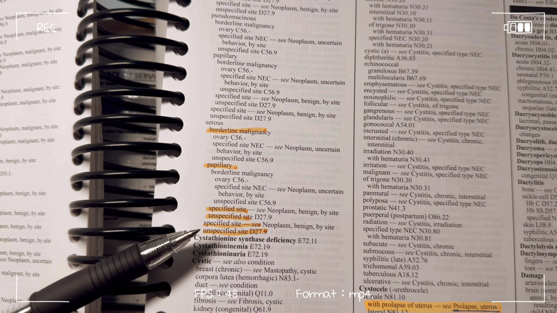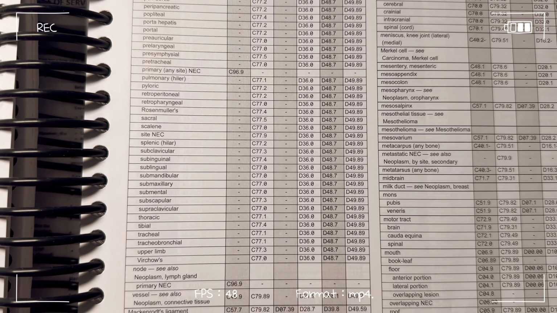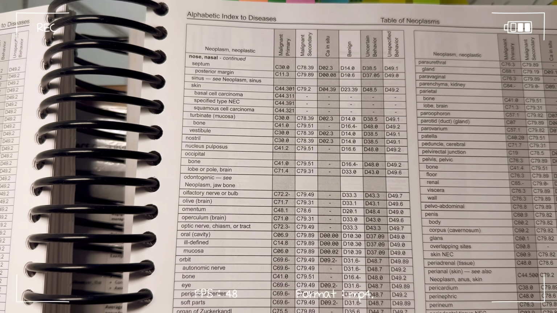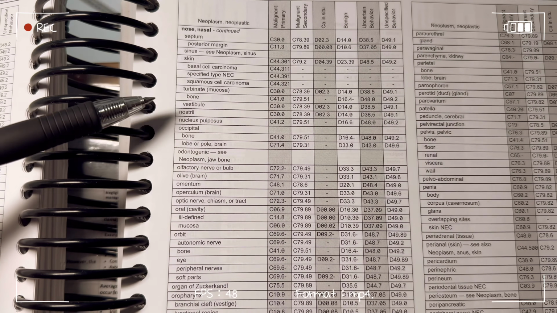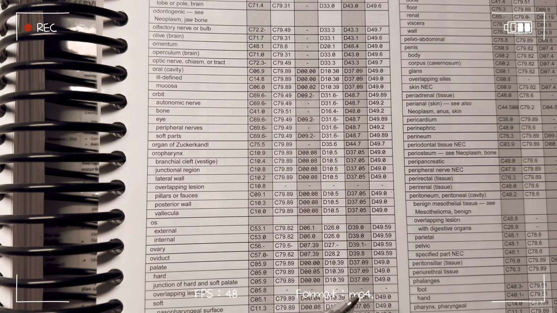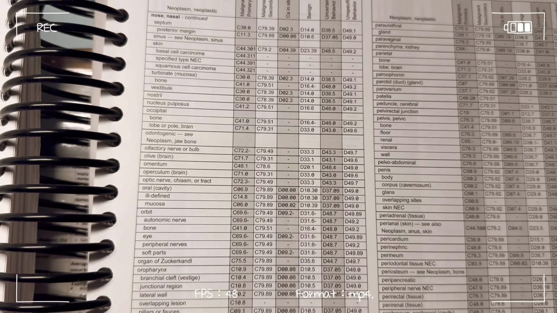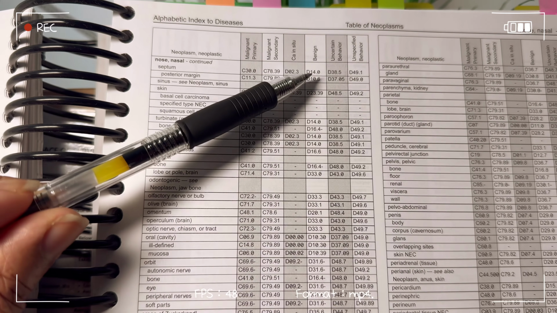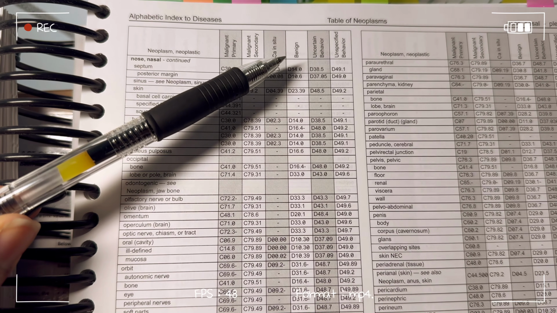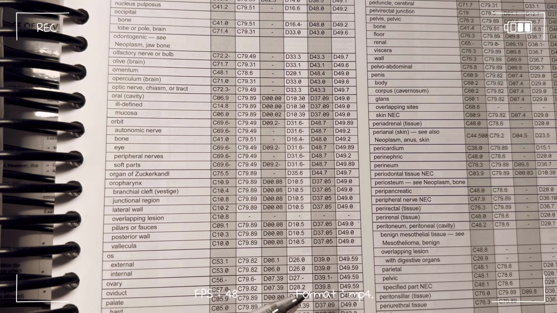My neoplasm section is in the middle of my alphabetic index. Some people, after the alphabetic index, you may have the neoplasm table. You just have to find it wherever it is in your ICD-10 book. So underneath neoplasm, you will look for ovary. And then you're going to go in the column of benign, because remember it told us neoplasm benign by site. So you want to look in the benign column, and it tells us D27 point dash.